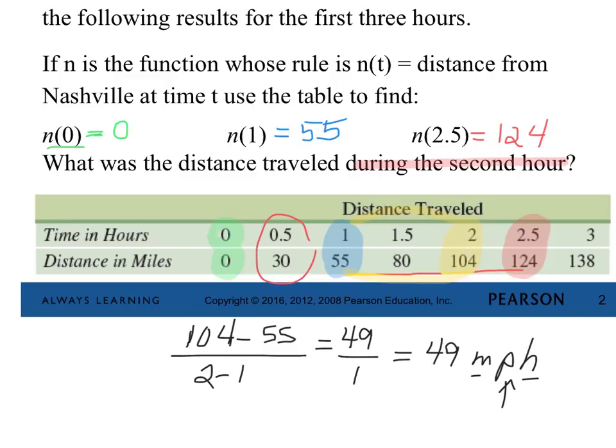At a half an hour, we had traveled 30 miles. And at an hour, we had gone 55 miles. We had gone 80 miles in that 1.5 hours. I'm sorry, 49 miles per hour, because we were going from 1 to 2, so that was 104 minus 55. 55 miles after 1 hour, 138 miles after 3 hours.